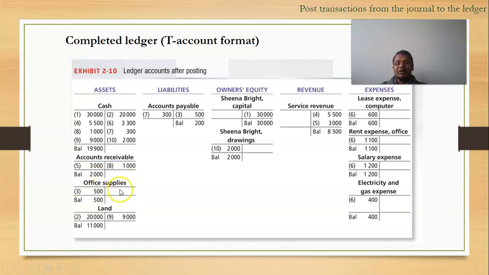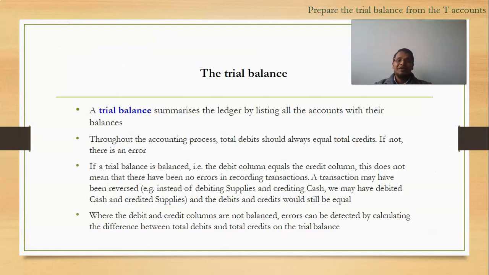Supplies debited only 500, nothing credited, so 500 minus 0 is 500. This is how we should first transfer all the journal entries to the ledgers, to the accounts, and then find out the balance at the end of the period. These balances will be transferred to the summary statement that we call the trial balance, and we see whether the records we made are correctly recorded or not.